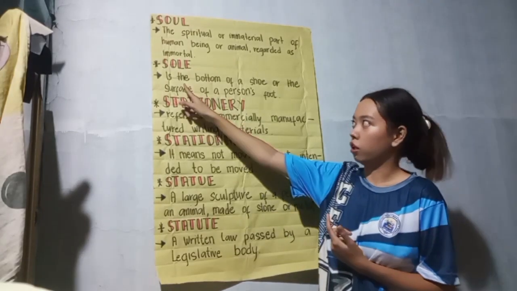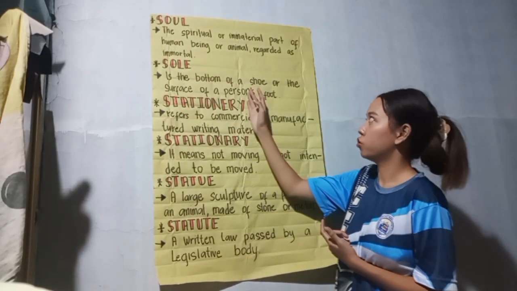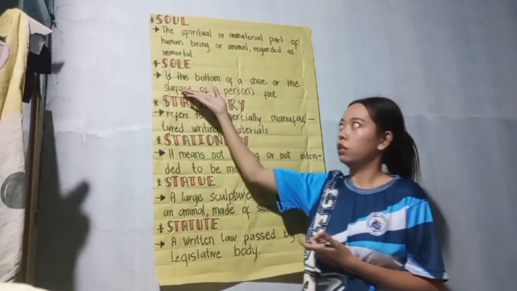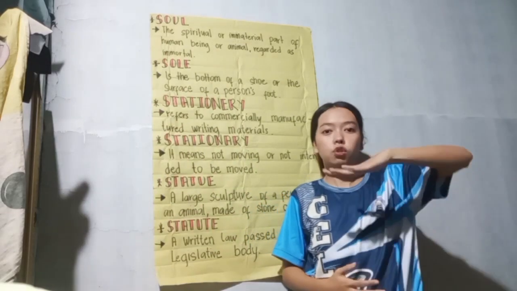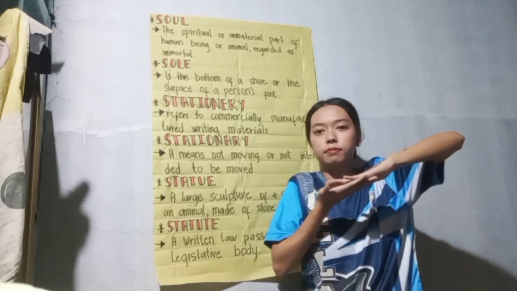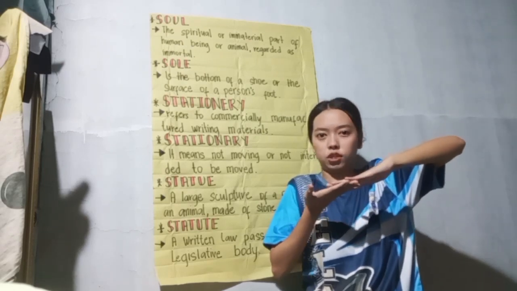Second is sole. Sole is the bottom tissue or the surface of a person's foot. When you say sole, for example, ito yung foot natin. Then itong sa ibaba, ito yung tinatawag na sole.